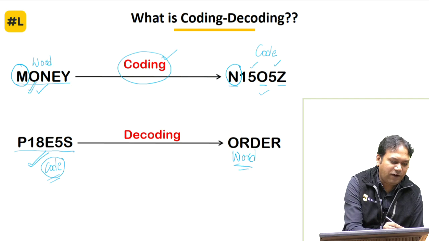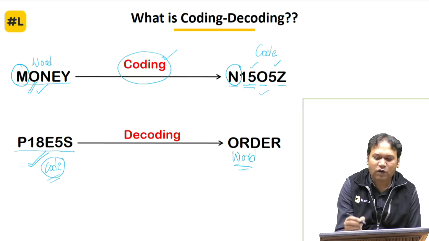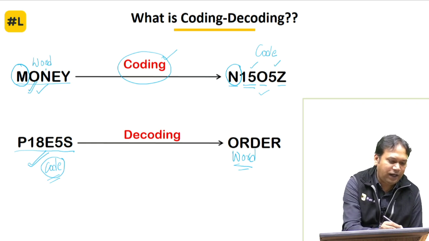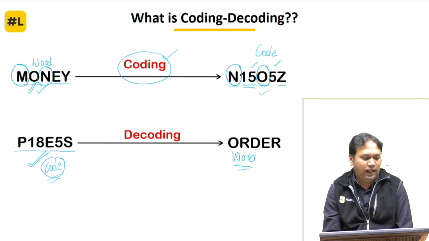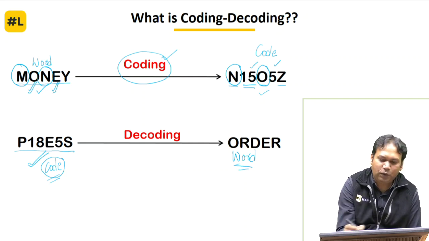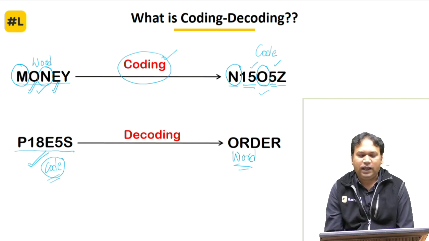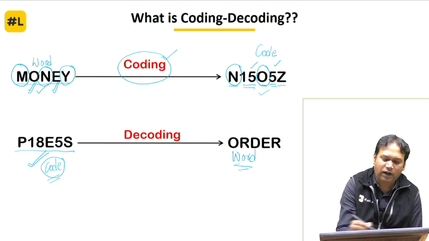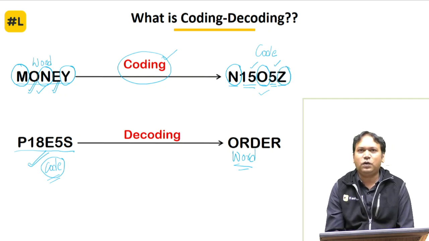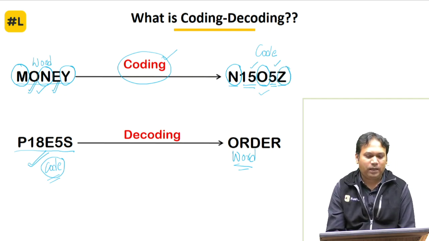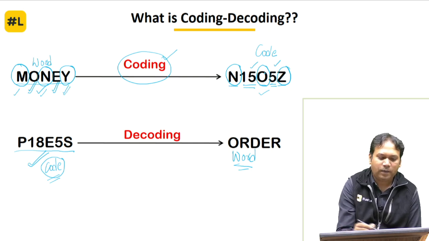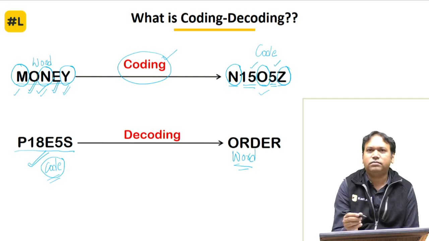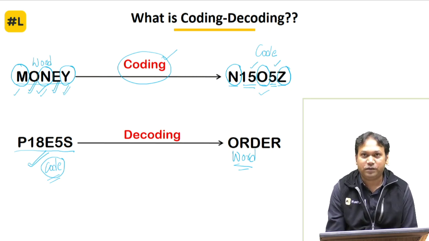The letter O we have made 15, that is the positional value of the letter. The letter N then becomes O, again shifting forward by 1. The letter E, convert it into its positional value 5, and letter Y shifted forward by 1 becomes Z. So, once we know what is the coding method, the first, the third and the fifth letter are moved forward by 1 and the other letters are converted into their positional value in the English alphabet.